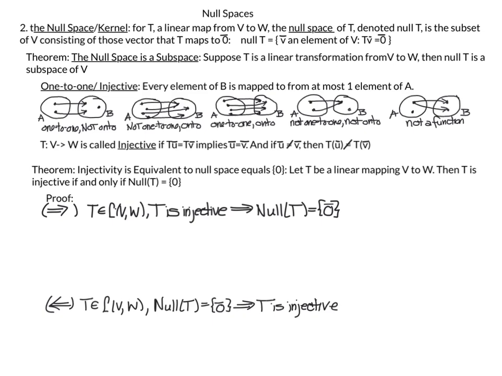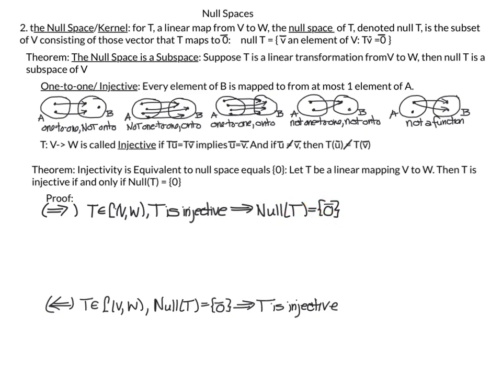The backwards direction, or the other direction, is assuming the null space of T is equal to 0. We show that T will be injective. So null space of T equal to 0 implies T is injective. Two parts to the proof. Starting with the forward direction, we're going to assume T is injective, and we want to show the null space of T is equal to the 0 vector.